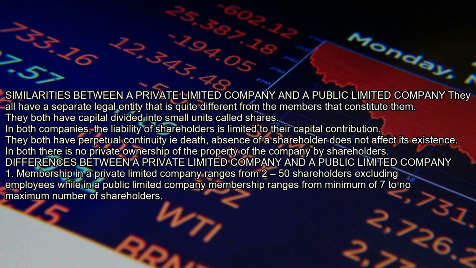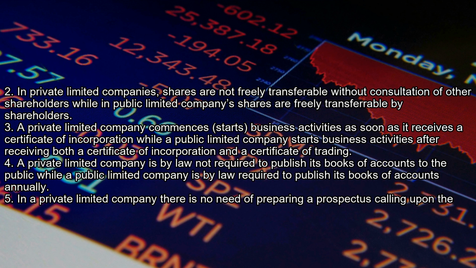Differences between a private limited company and a public limited company. 1. Membership in a private limited company ranges from 2 to 50 shareholders excluding employees, while in a public limited company membership ranges from a minimum of 7 to no maximum number of shareholders. 2. In private limited companies, shares are not freely transferable without consultation of other shareholders, while in public limited companies, shares are freely transferable by shareholders.